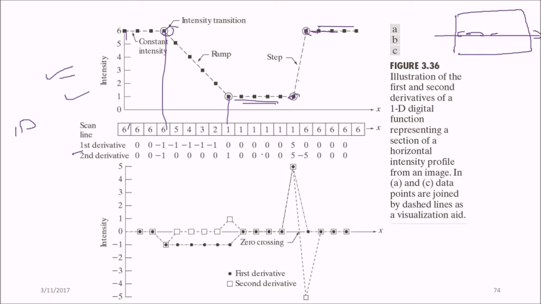Now let us see the first derivative and second derivative results. The first derivative, as you see, 0, 0, then it goes to minus 1. This is the first derivative. Then it goes up to 5, then comes to 0. And what about the second derivative? The second derivative is like this, shown by the boxes. So this is the first derivative and second derivative.